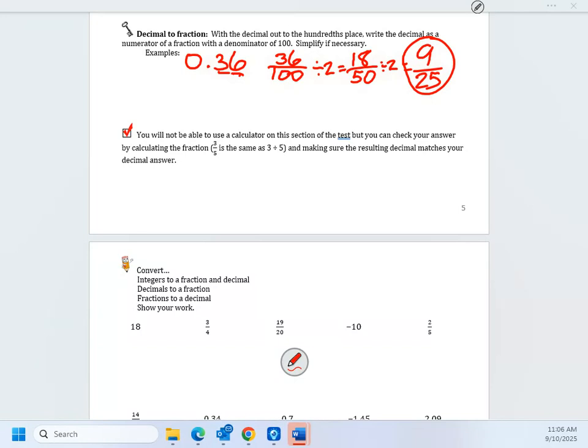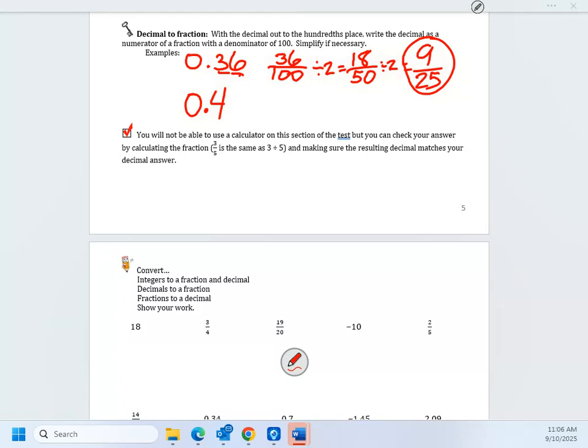Let's do another example. Let's say that is my decimal. What do you think I should do? Laurel? Turn it into a fraction. How? It's 40 hundredths and 4 hundredths. So, hold on. What is that decimal? It is 4/10 right now.